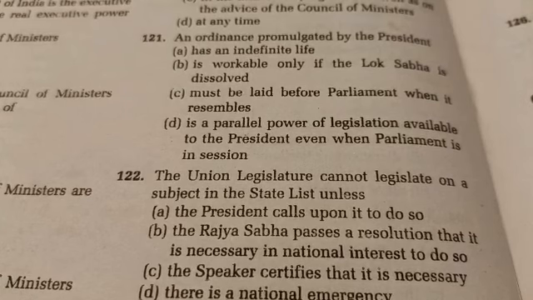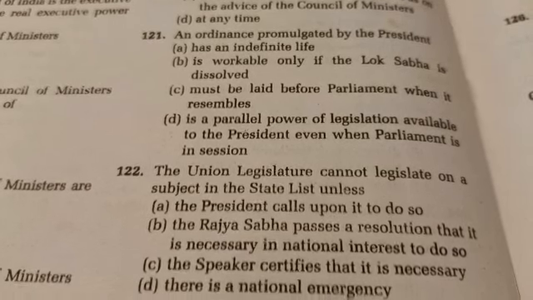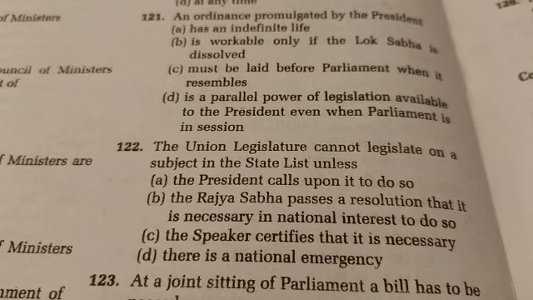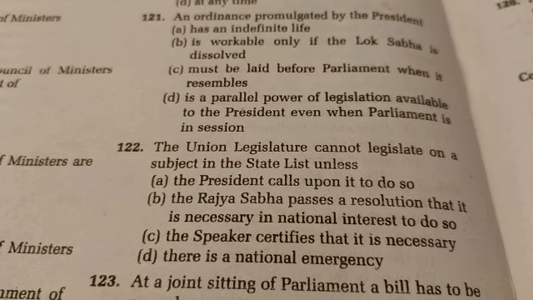The union legislature cannot legislate on a subject in the state list unless. The right answer is option B. The Rajya Sabha passes a resolution that it is necessary in national interest to do so.